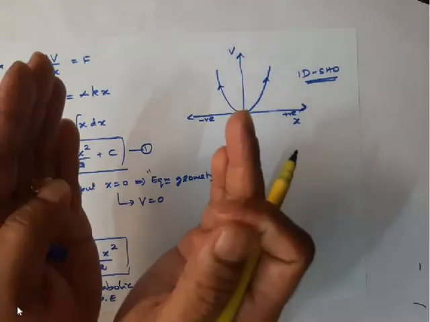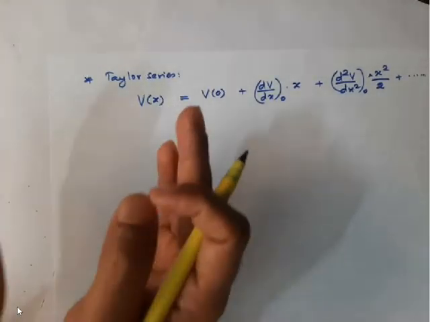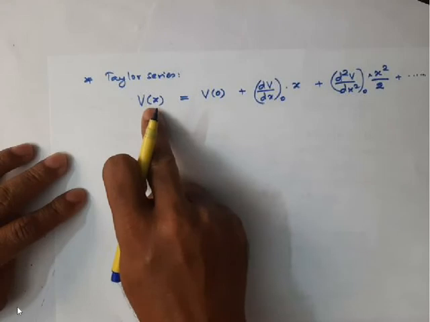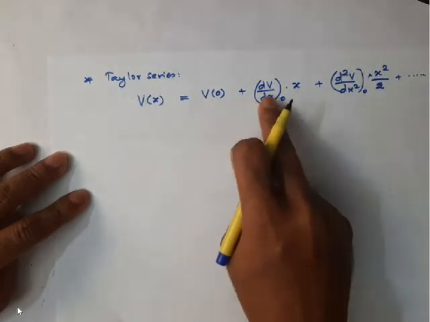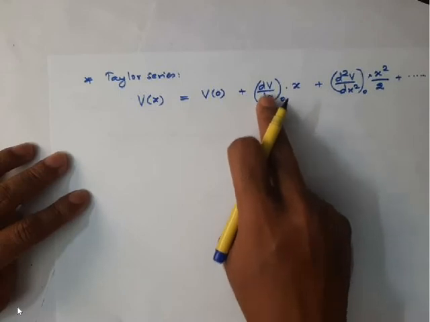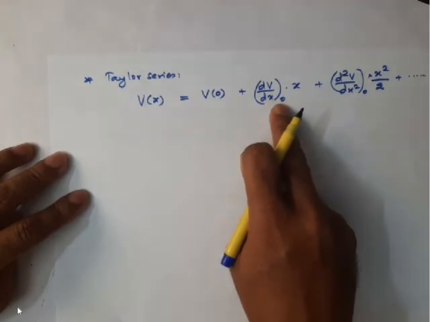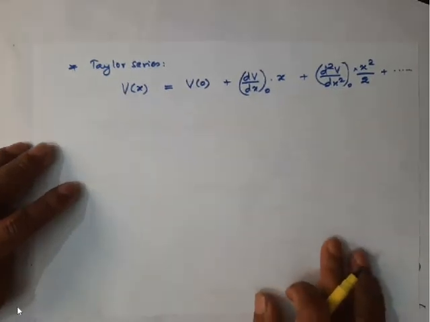Whenever a function appears as a parabola, you can use the Taylor series. This Taylor series is actually applicable for small displacements. For some small displacement, we can write the potential energy as the potential energy at equilibrium geometry plus the change in potential energy: the first derivative of potential energy with respect to displacement at equilibrium geometry, at x equals 0. So these are all the expansions.